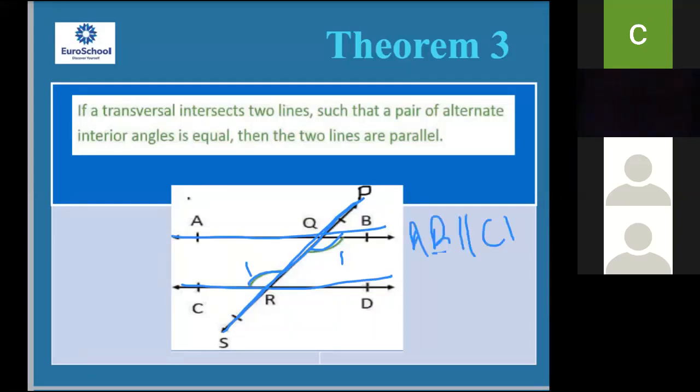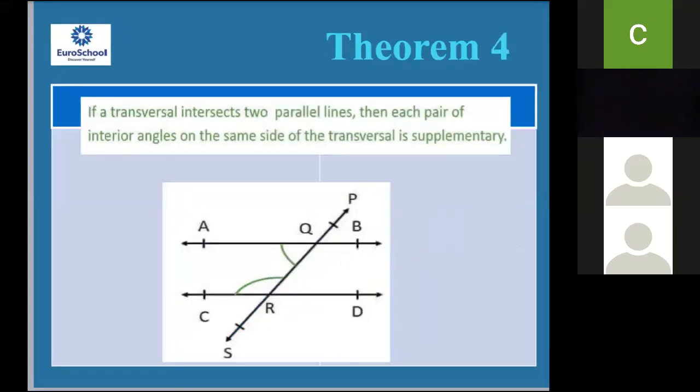Okay. Ma'am, could you repeat it once again? Okay. It is said that when a transversal intersects two lines and alternate interior angles are equal, here I marked alternate interior angles as 1 and 1. It is said that these two angles are equal. So when a transversal intersects two lines and alternate interior angles are equal, then the lines are said to be parallel. In this case, AB is parallel to CD. Okay, ma'am.